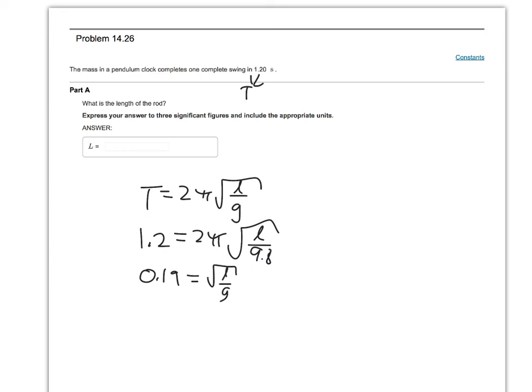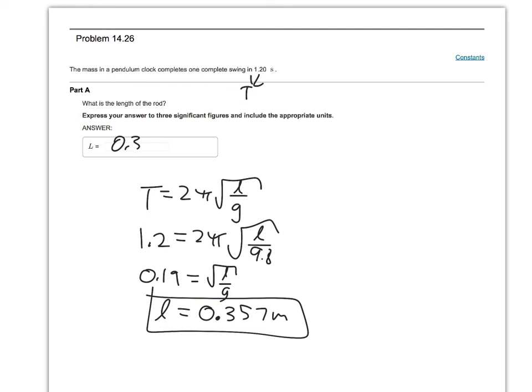If we solve for that length by squaring both sides and multiplying by g, we get a length here of 0.357 meters. Once it's this answer to 3 sig figs, that's just going to be my answer, 0.357 meters.